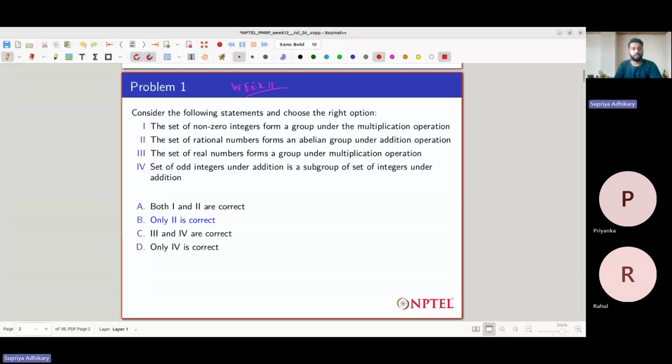The question was: consider the following statement and choose the right option. There are 4 statements and we have to choose only the correct option. The first statement is that the set of all non-zero integers forms a group under the multiplication operation.